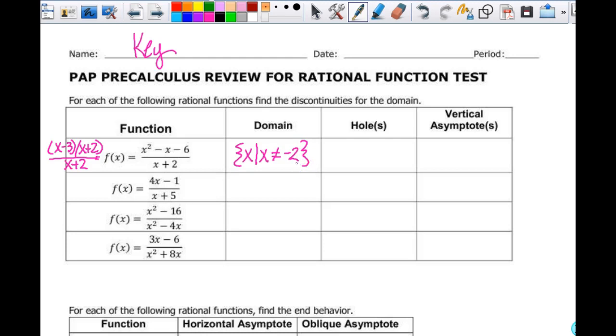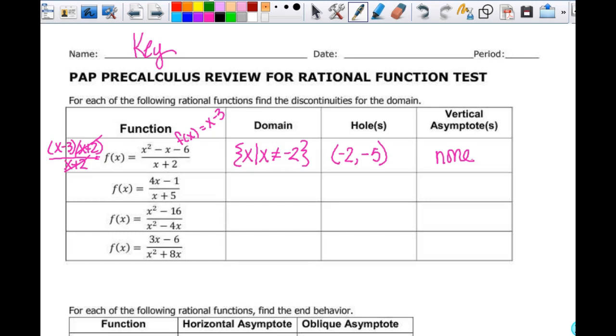Okay. So then I can reduce these so that my reduced function here is f of x equals x minus 3. So I have a hole. That's what happens when I reduce. The x value is negative 2. The y value, if I substitute negative 2 here, will be negative 5. At this point then, I have no vertical asymptotes, so that would be none.